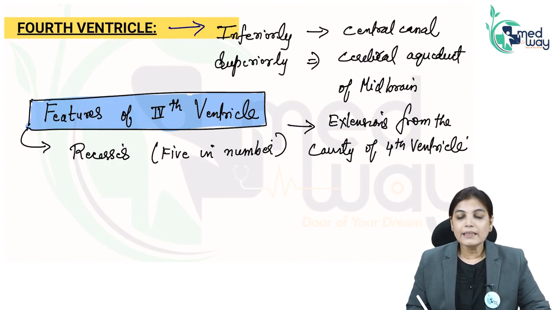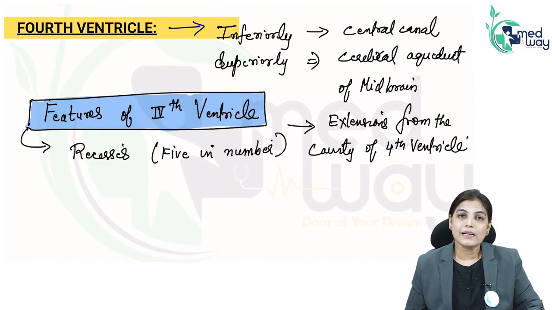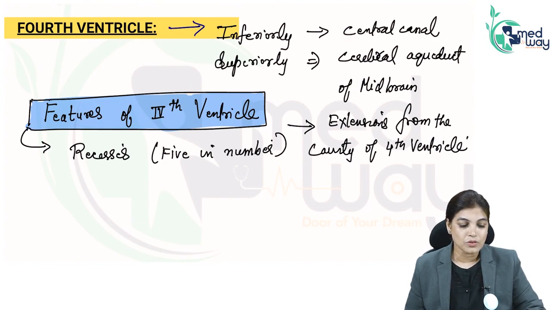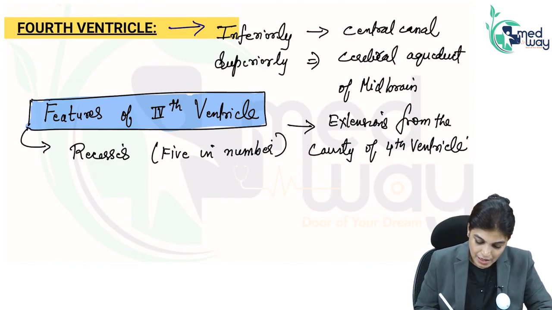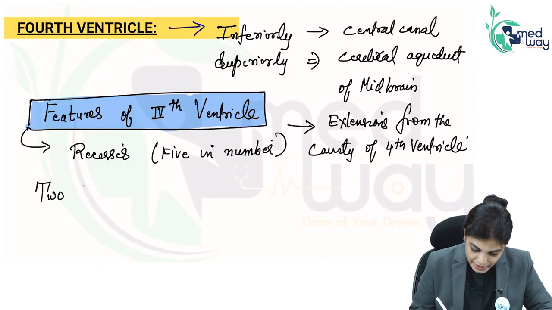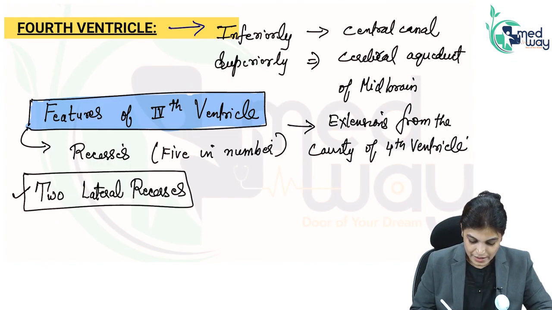Now, there are two lateral recesses, and there are also median recesses. There will be a median dorsal recess and two lateral dorsal recesses. One by one we will talk about each recess. There are a total of 5. The first is the two lateral recesses.